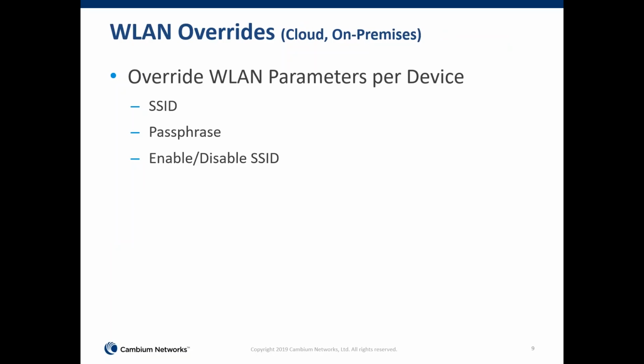WLAN overrides. This is for when you want to push WLAN changes on the device and update in real time. You want to update a unique device setting, such as the SSID, enabling or disabling the SSID, or the passphrase. So these are supported now as part of the device override, and these can be configured on the device configuration page. Let me show you where it is.